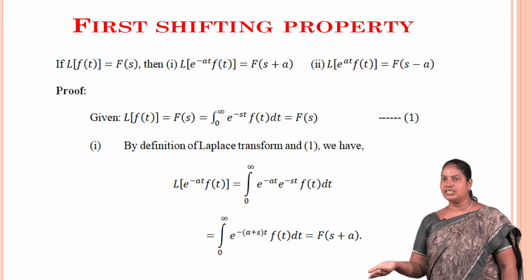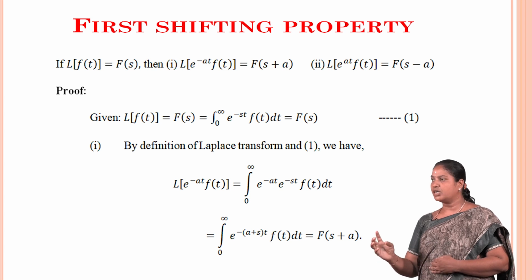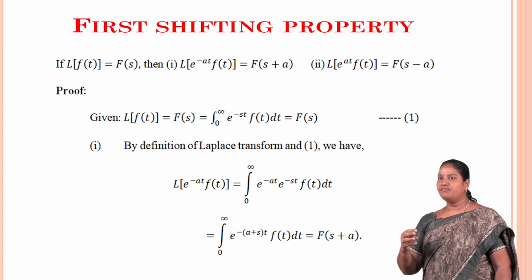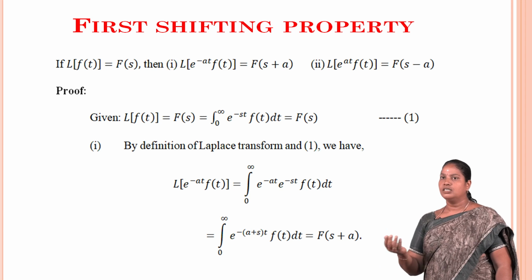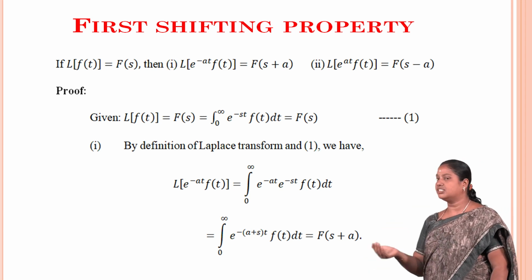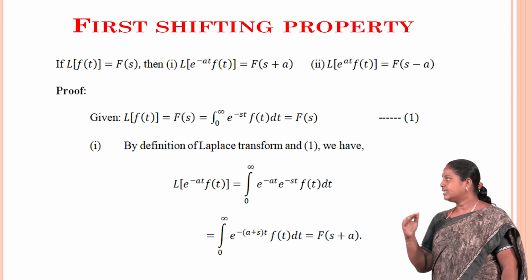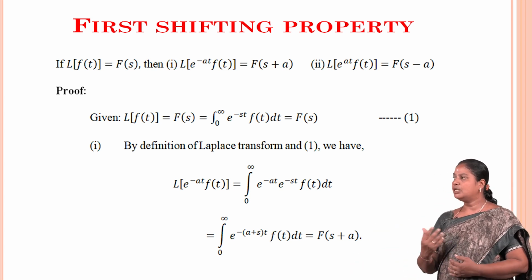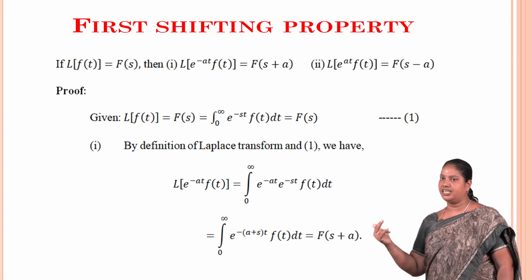The next property is the first shifting property. That is, if we multiply the function by an exponential function, for example e power minus at, then the resultant capital F of s becomes F of s plus a. The statement is: if L of f of t is equal to capital F of s, then L of e power minus at into f of t is equal to capital F of s plus a. And the second property is that if we multiply the function by e power at, then it is capital F of s minus a.